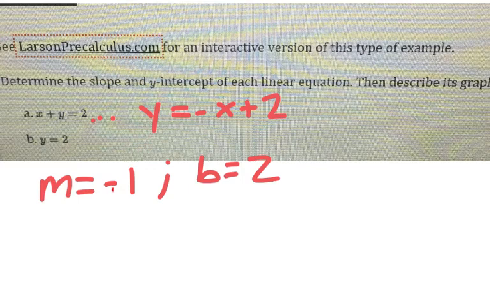Yes. So is that in slope-intercept form? Yes. But that's also one of our special cases that we talked about earlier, where you have y equals a number.